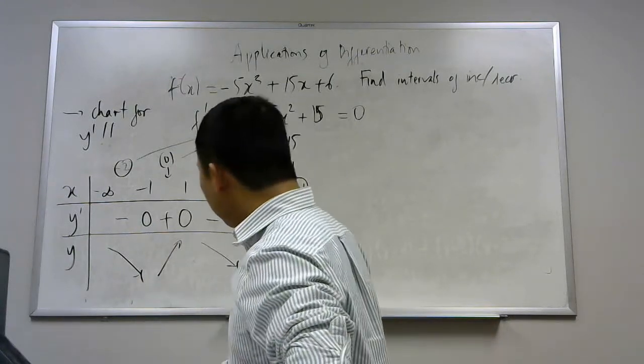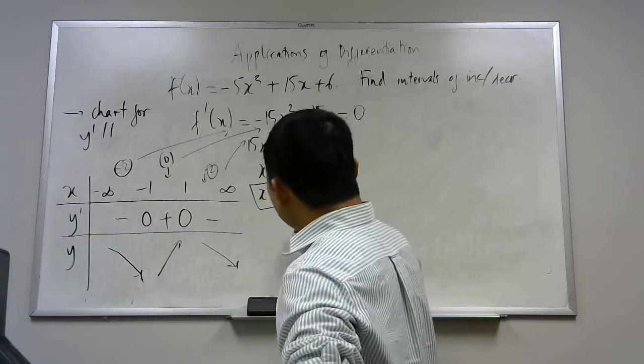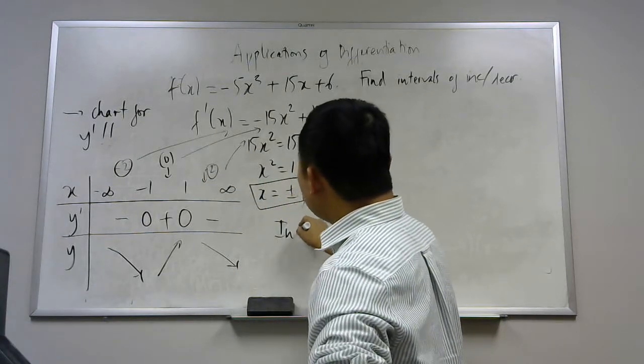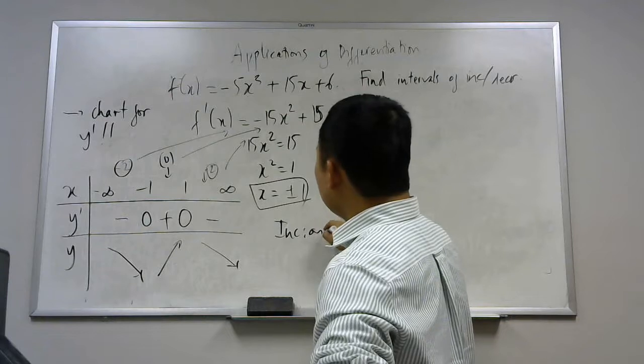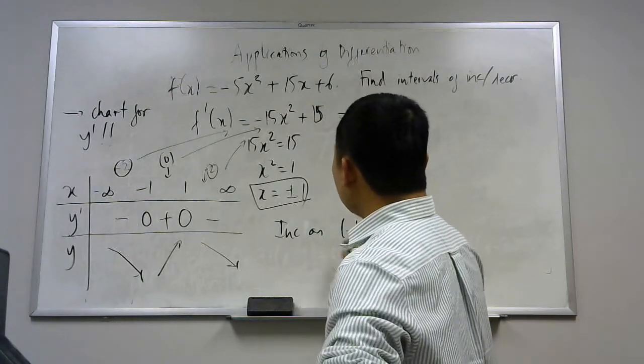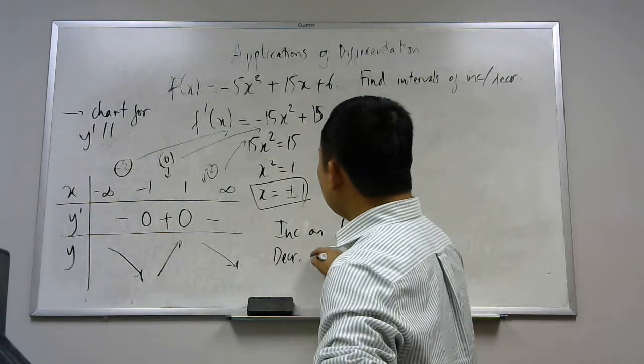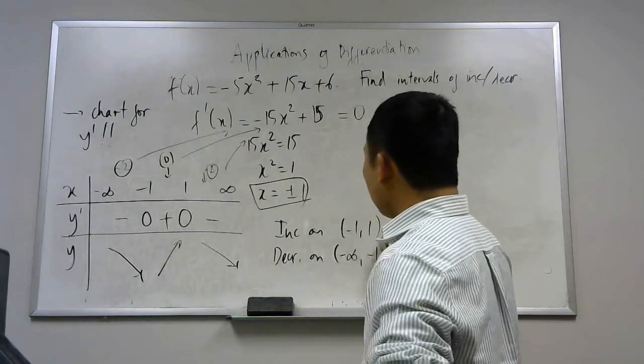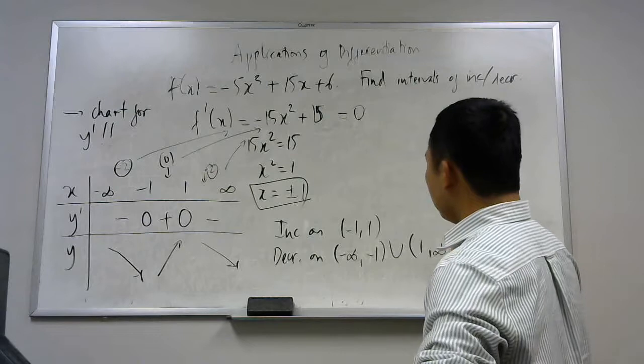And you can write, actually, the function is increasing on, where? On only negative 1 to 1, right? And decreasing on negative infinity to negative 1, union with 1 to infinity.